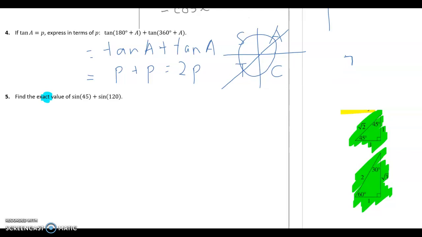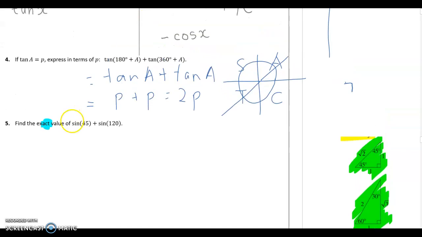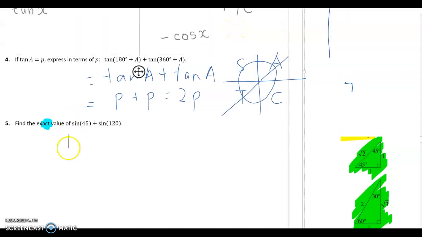Okay, so it says the exact value of sine 45. So let's go over to the top triangle with the 45 degrees in. Sine is opposite on hypotenuse, so we've got 1 over root 2 for that first one. 1 over root 2.